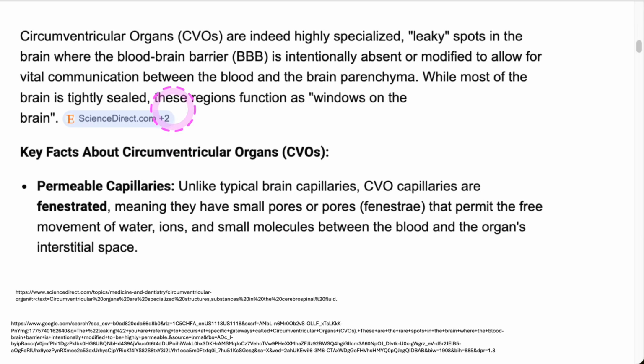So one of the things that happens, there's this thing here called the circumventricular organs, or the CVOs, the ventricle organs. So what are they? They are indeed highly specialized leaky spots in the brain where the blood-brain barrier is intentionally absent or modified to allow vital communication between the blood and the brain.